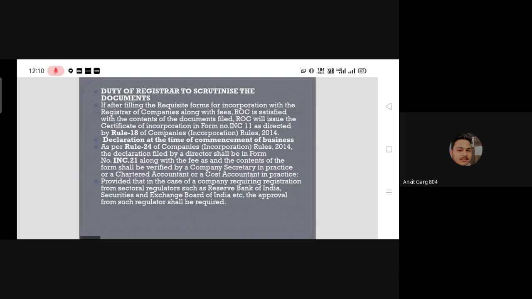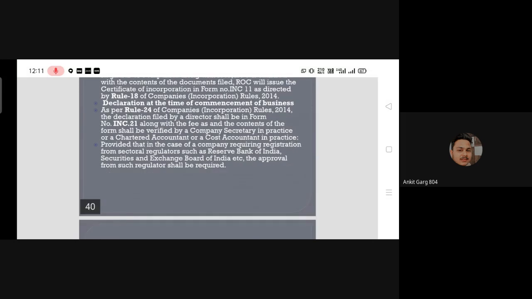Declaration at the time of commencement of business as per Rule 24 of the Companies Incorporation Rules 2014. The declaration filed by a director shall be in form number INC 21 along with the fee, as the contents of the form shall be verified by a company secretary in practice, or a CA in practice. Provided that in case of a company requiring registration from sector regulators such as RBI, SEBI, that is the Securities and Exchange Board of India, etc., the approval from such regulators shall be required.